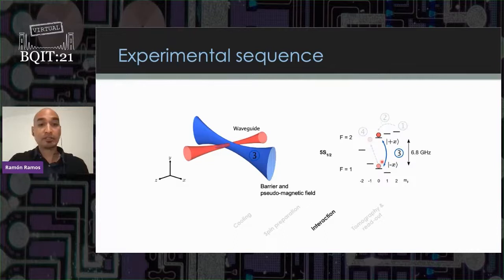Once the interaction is complete, we can perform a global spin rotation. This is to do full tomography on the spin of the atoms. And at the end, we're going to read out our atoms by applying a Stern-Gerlach sequence and taking a picture of the condensate.